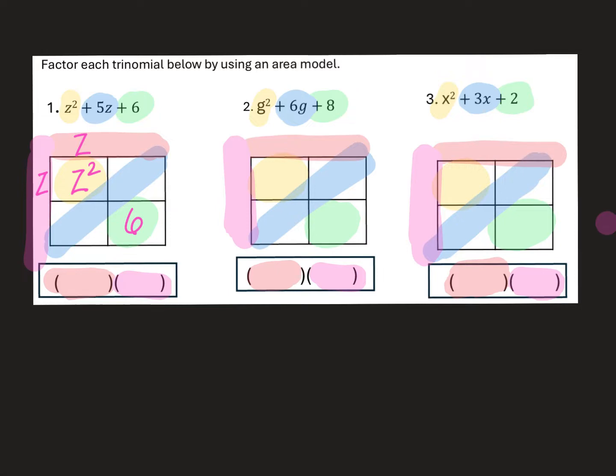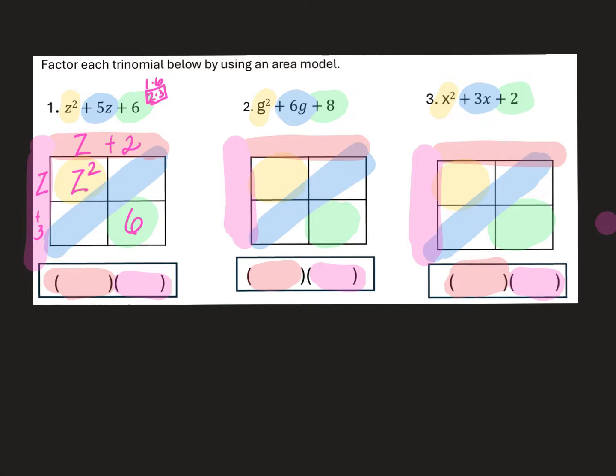Next, I want to know, what can I put here and here to multiply to get 6? I think one of the best ways to figure that out is to do 1 times 6, 2 times 3. Those are your factors of 6. And so which of these two pairs would give me a sum of 3? That would be the 2 and the 3. So positive 2 and positive 3 I'm going to put there.